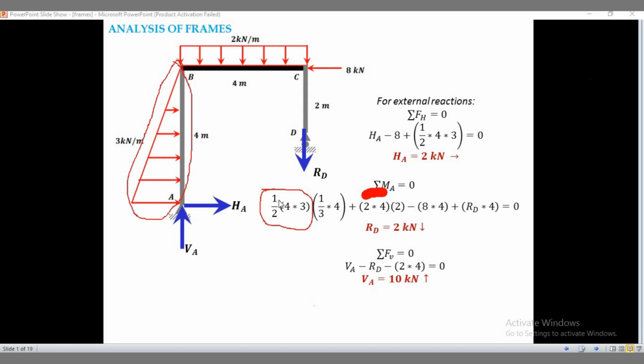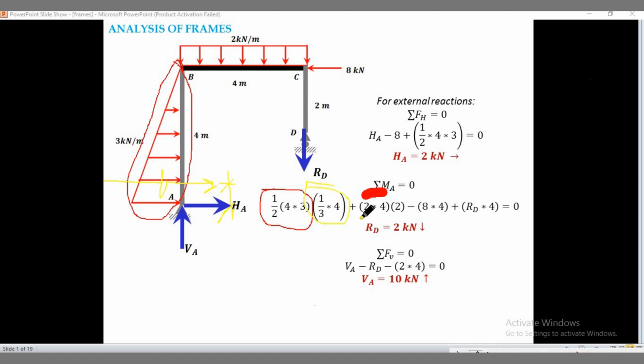The resultant of this triangle is located at its centroid. What is the distance of this resultant to point A? Since it is at the centroid, this distance is equal to 1/3 of the base. So, that is 1/3 of 4.